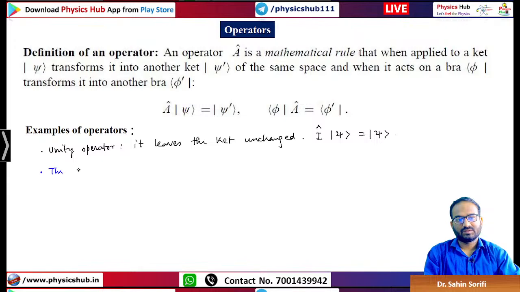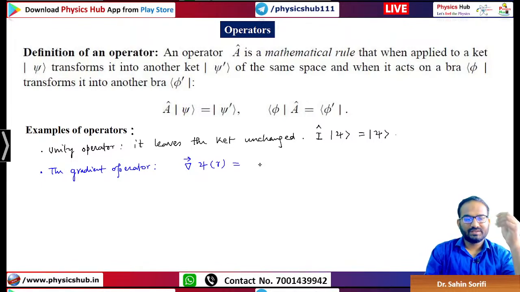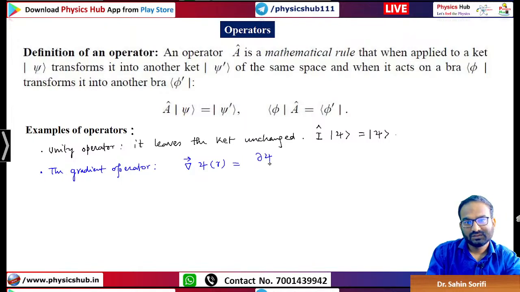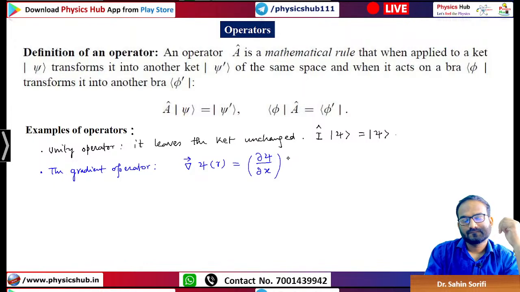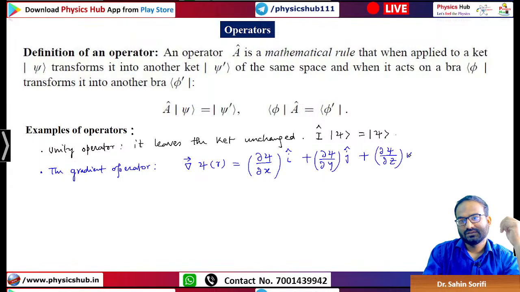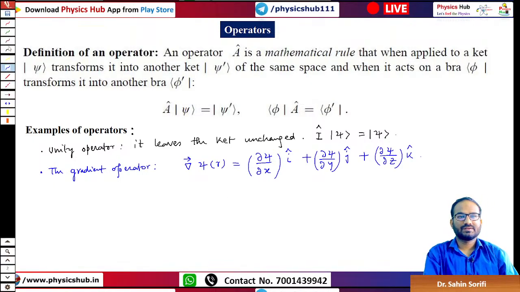There are some examples of how operators work. Let's talk about the gradient operator. So you all know this. It's the gradient of psi of r. So what is this gradient operator? Del psi by del x i cap, del psi by del y j cap, del psi by del z k cap. So this is the gradient operator.